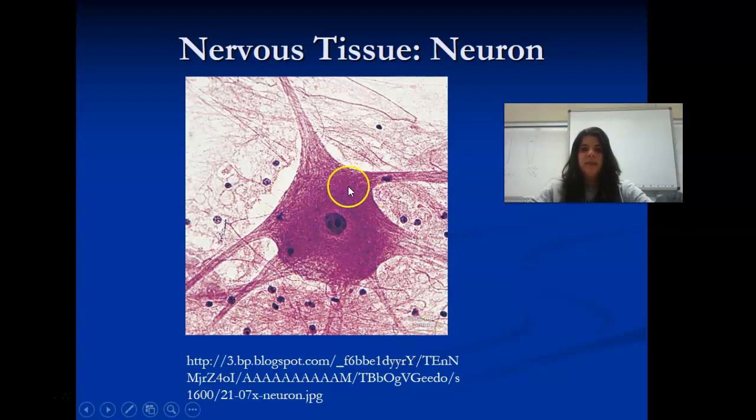So here's a neuron. This is the cell body of a neuron. These are going to be the dendrites that branch off. This eventually will continue on long to be the axon, and electrical signals just travel down this way. Here's the nucleus right here.